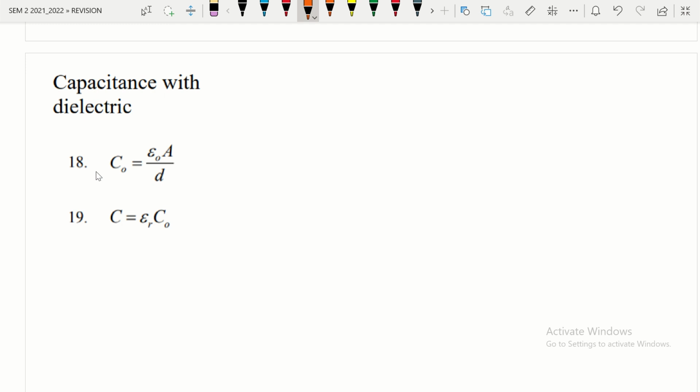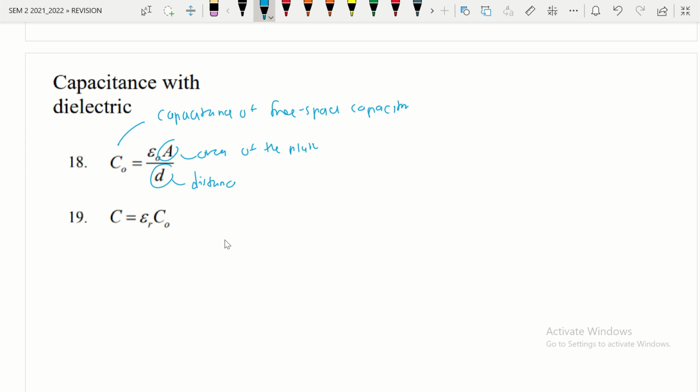Okay, kalau the equation nombor 18 ini, C0 ni, dia adalah capacitance of free space capacitor. Epsilon naught tu awak dah tahu, permittivity of free space. A ini adalah area of the plate. Dan D ini adalah distance. Jarak dia. Okay. So, or another equation dia, kalau awak nak cari capacitance with dielectric, dia boleh jadi macam ini juga.